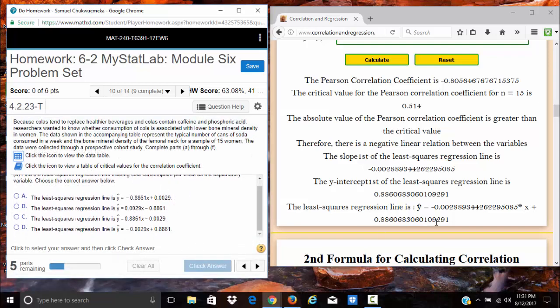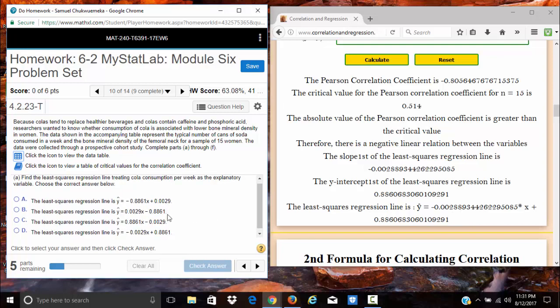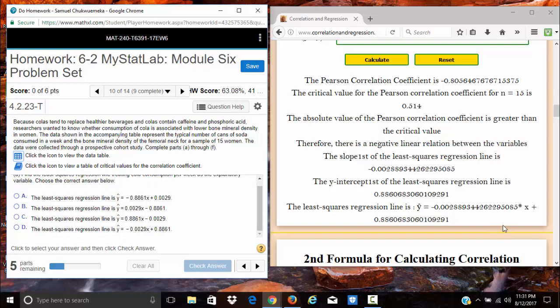So the least squares regression line is negative 0.0029x plus 0.8861. They rounded to 4 decimal places. So if you look at it, the answer would be D.